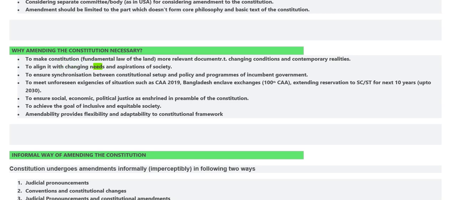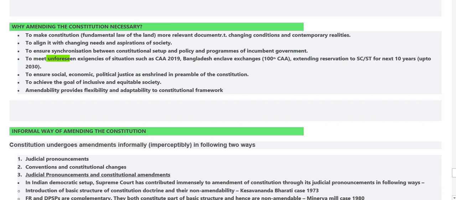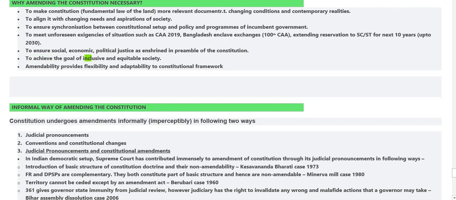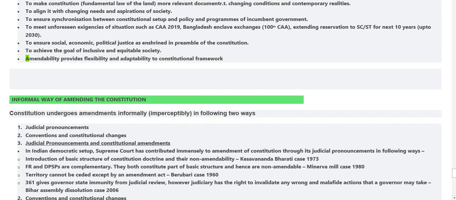Why is amending the Constitution necessary? To make the Constitution, fundamental law of the land, a more relevant document. Changing conditions and contemporary realities. To align it with changing needs and aspirations of society. To ensure synchronization between constitutional setup and policy and programs of incumbent government. To meet unforeseen exigencies of situations such as CAA 2019, Bangladesh Enclave Exchanges, 104th CA, extending reservation to SC, ST for next 10 years, up to 2030.